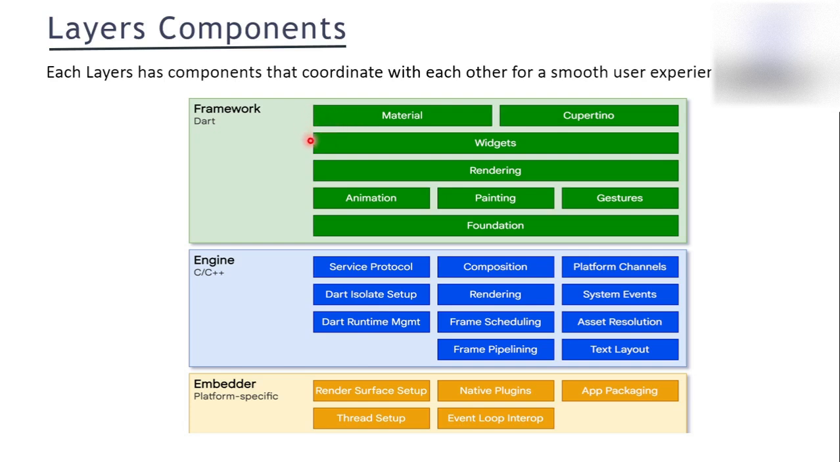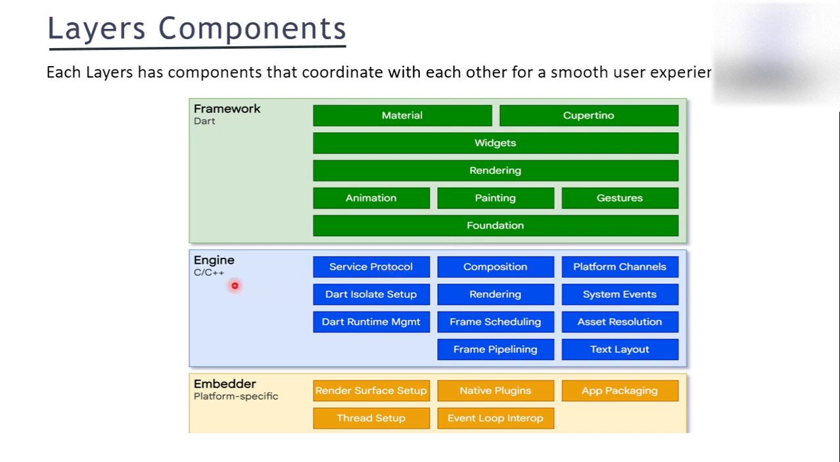When we try to build the application, these widgets are passed to the rendering layer, and the rendering layer is responsible for rendering or showing the UIs. If the UI has animation, it is handled by the animation components. If the UIs are only painting, drawing or showing text, then the painting layer is used. If you use elevated buttons, gestures, inkwell, etc., then the gestures components are used by the rendering layer. Last, the foundation layer provides abstraction to the engine layer.